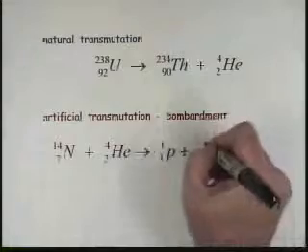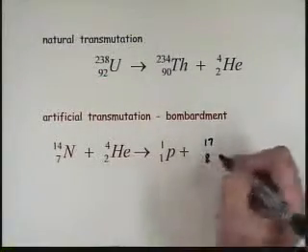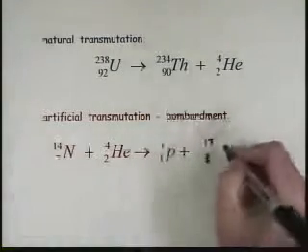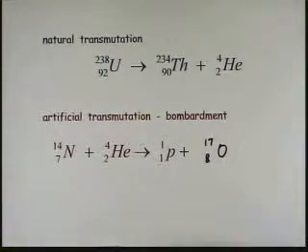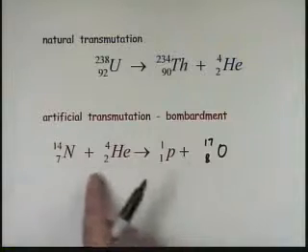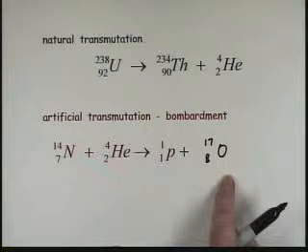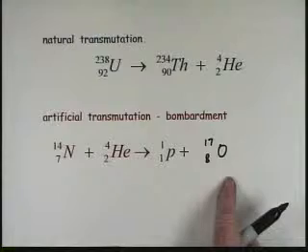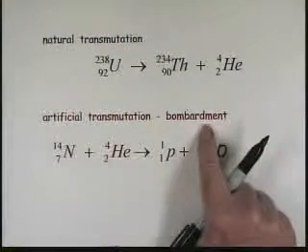The top number is 17 and the bottom number is 8. And you should recognize, because of the atomic number 8, that this is an isotope of oxygen. This was the first artificial transmutation performed by Ernest Rutherford in 1919. Since then, all the man-made elements past number 92 on the periodic table have been produced by bombardment reactions.